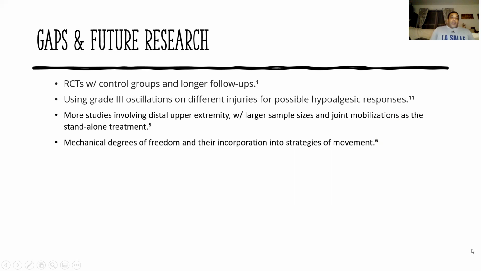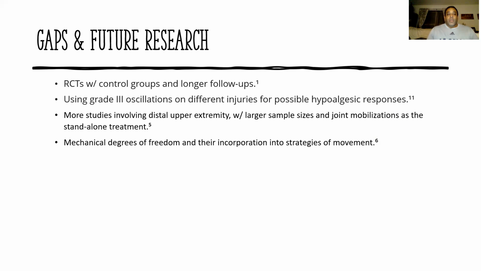Gaps in future research. A common thing I've seen with a lot of the research articles for this was the lack of RCTs, or randomized control trials, that use control groups. Most of them either had another intervention or didn't have any control group at all. They just put everybody in the one group with the intervention that was being studied. And then the follow-ups. The follow-up times on a lot of these were real short, 1 week, 3 months.